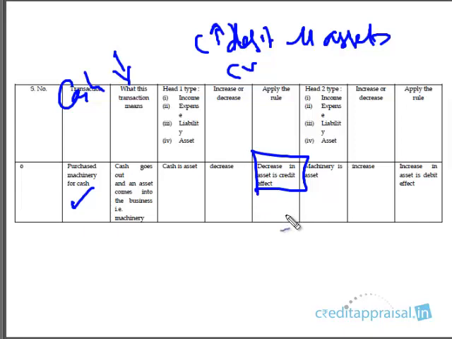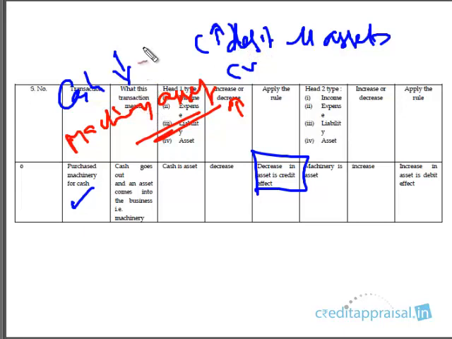So what is the other head that is affected here? Machinery is coming in, right? Machinery is an asset, we told you already. Machinery is also an asset, and machinery is increasing here. So in this example two heads, both assets, are affected, but one is an increase and another is a decrease.